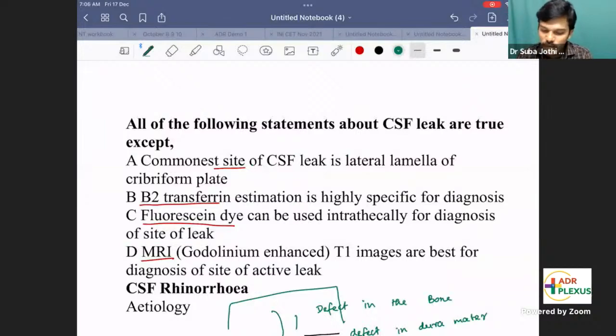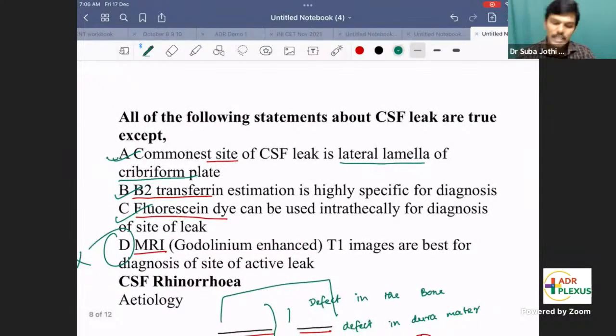This one. All of the following statements about CSF are true except. So we have seen lateral lamella of cribriform plate, correct option. Beta 2 transferrin, correct option. Fluorescein dye can be used intrathecally for diagnosis of CSF leak, again correct option. MRI is not so needed for identifying CSF leak. Someone has told that I didn't revise this question. Yes, so the answer for this question is D. Okay, I hope you have understood. Anyone having any doubt?